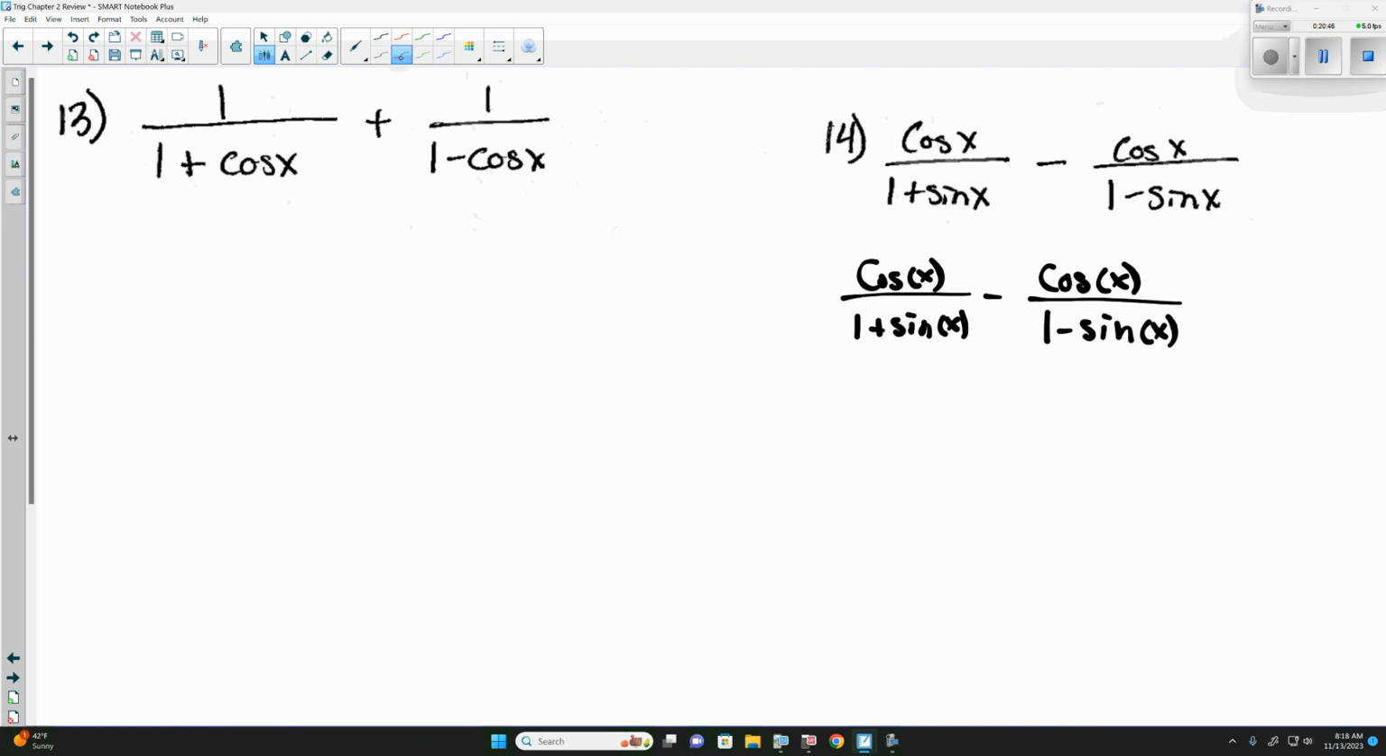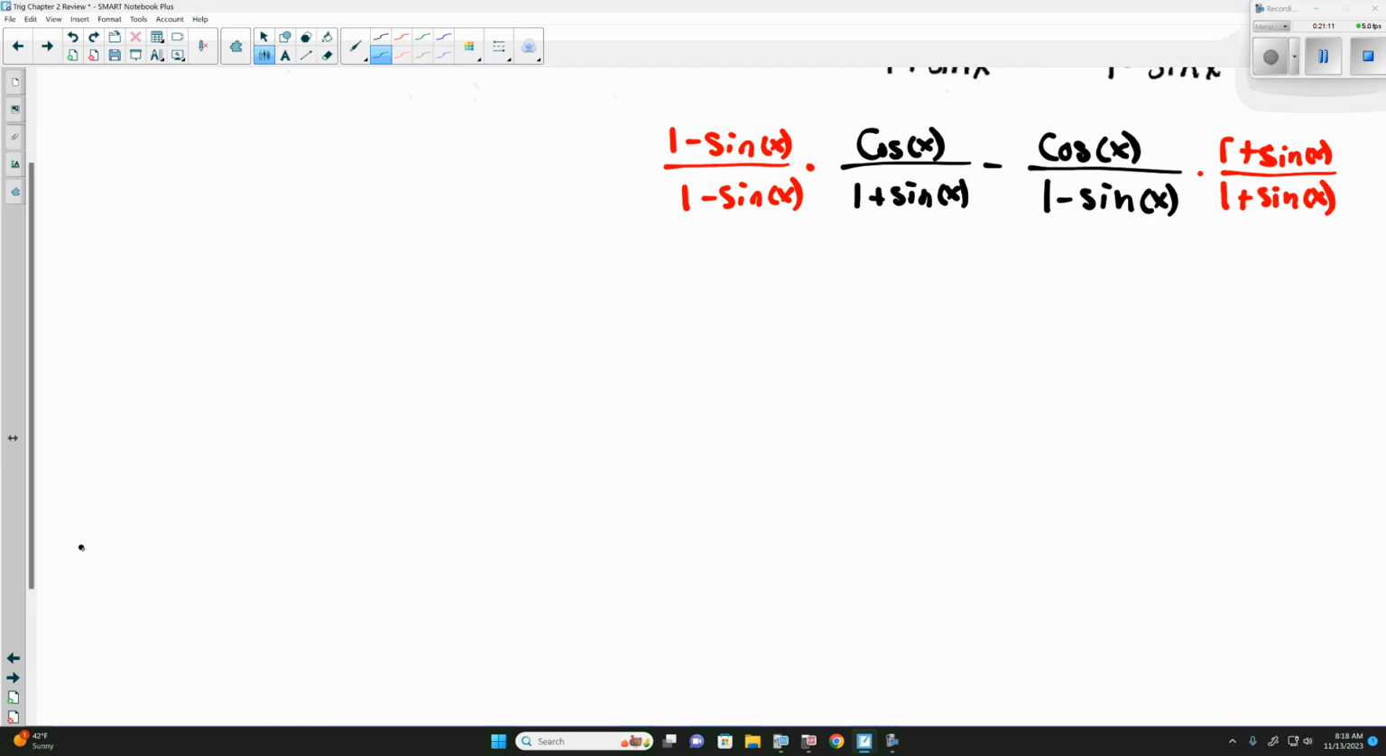So, the one on the left, we're going to multiply top and bottom by 1 minus sine of x. The one on the right, we're going to multiply it by 1 plus sine of x. Now, the denominators for both of these are going to be 1 minus sine of x times 1 plus sine of x.